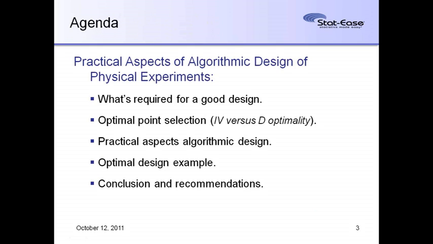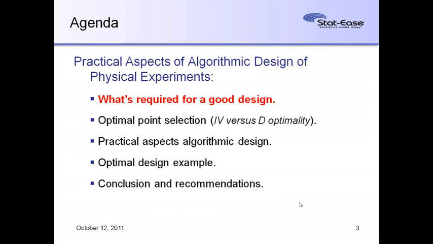So in designing physical experiments, we need to think about what's required for a good design in general. So when we talk about designed experiments, we're trying to estimate some model. What properties would we like our design to have with respect to that model? What sort of optimality should you use? And I'll be discussing the I or IV versus D optimality criteria. I'll also mention G. There's others as well that are less commonly used. I'll talk about the practical aspects of algorithmic design. I'll show an optimal design example, and we'll have some conclusions and recommendations.